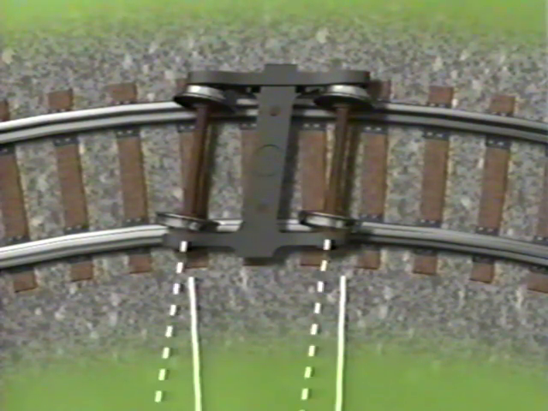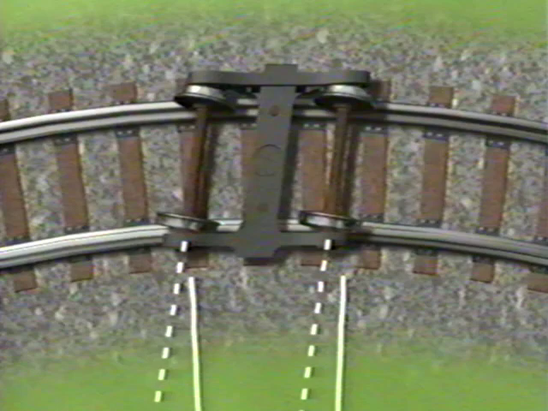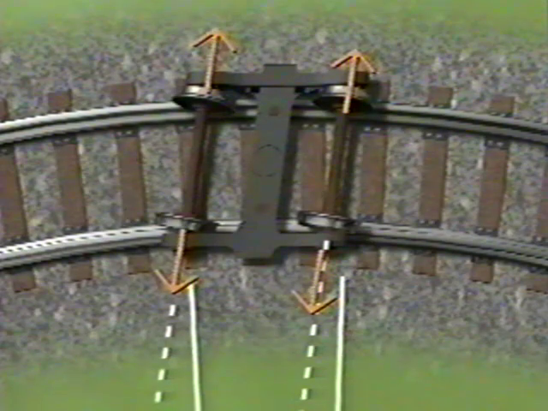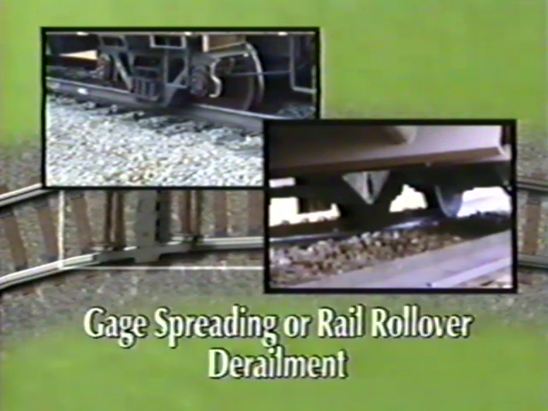A wheel that runs at a large angle of attack no longer simply rolls on the rail, but rolls against the gauge face of the rail. Each wheel generates lateral forces in the directions shown. As the lateral forces increase beyond the strength of the rail to resist the force, the rails will spread apart or tip outward. If the lateral forces are large enough, then the rails may spread to the point that a wheel set falls between the rails or a rail rolls over. This results in a gauge spreading or rail rollover derailment.